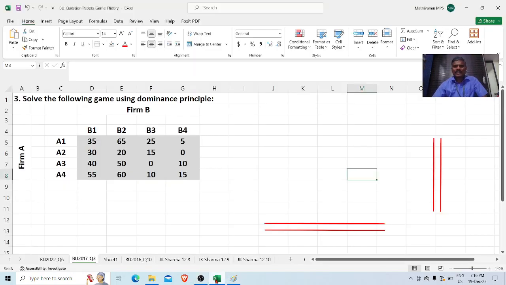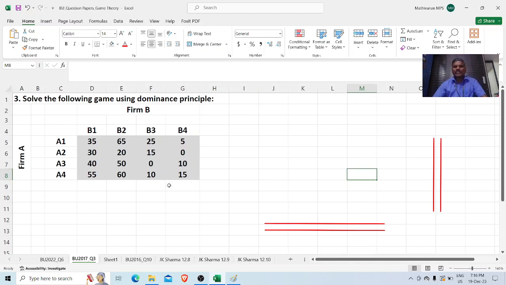Hello, let us continue our discussion on game theory. For this session, we will take one of the question papers of Bangalore University. Here we have a problem, question number 3 in the year 2017. I will read the problem. Solve the following game using dominance principle.